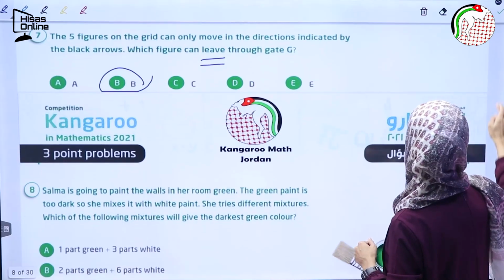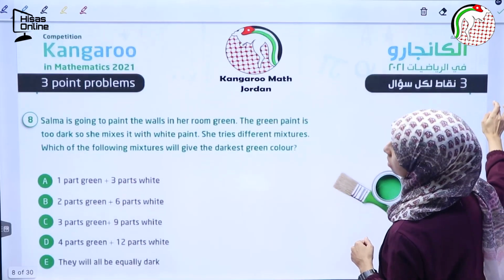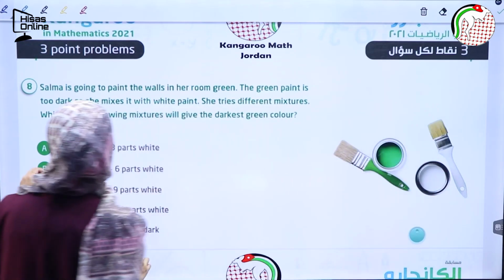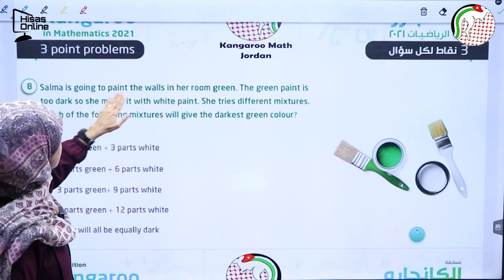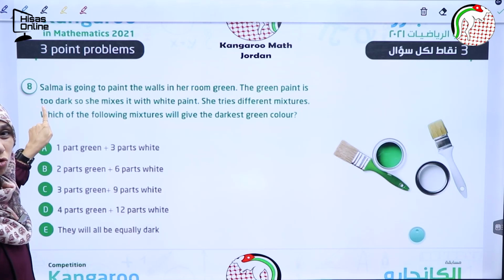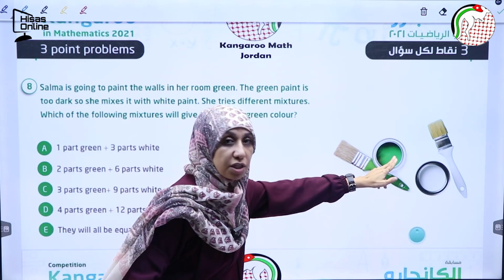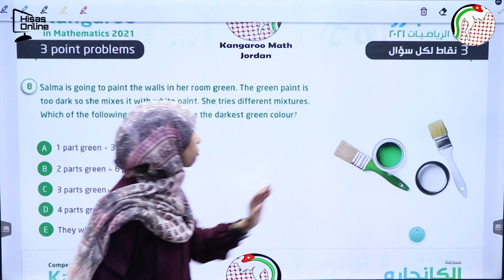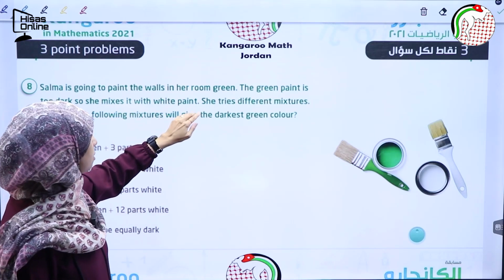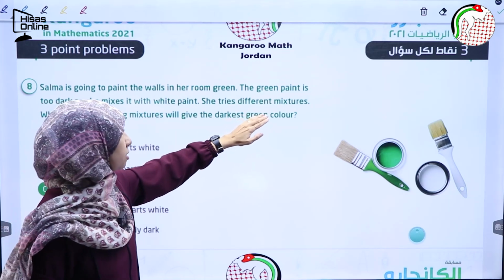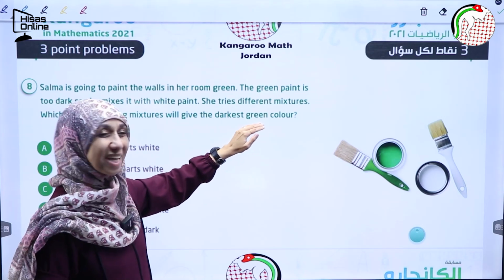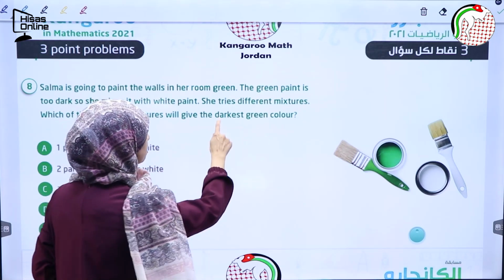Question 8. Now, Selma is going to paint the walls in her room green. The green paint is too dark if she only uses the green color. So she mixes it with white paint. She tries different mixtures. Which of the following mixtures will give the darkest green color?